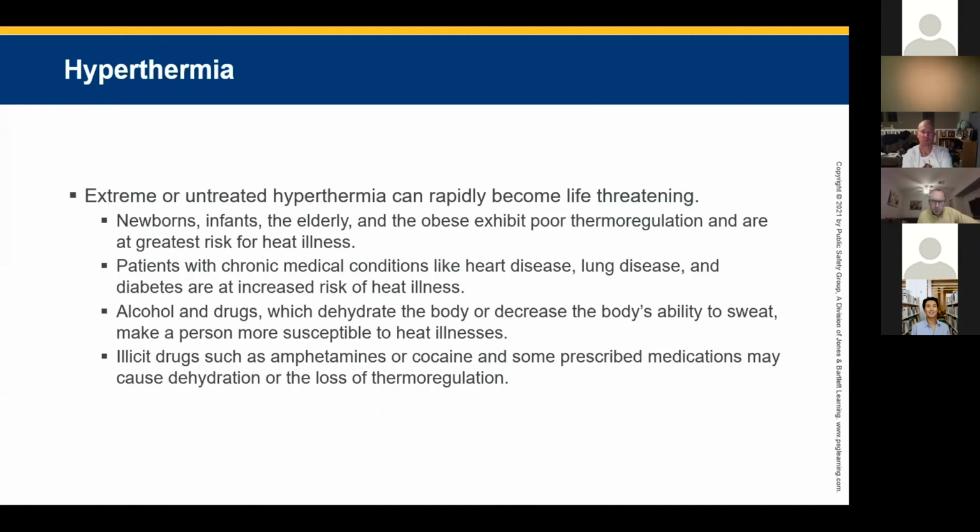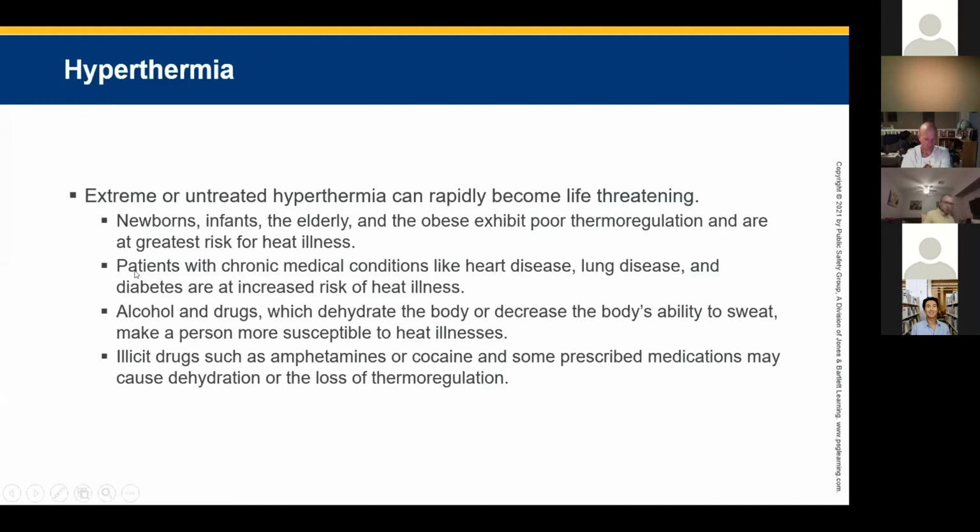for hypothermia. Why are newborns and infants a greater risk for hypothermia? Anyone? Not much body surface area. Right, exactly. And the fat also. And how about the elderly? Anyone know? Slower reacting system. Because what? I would think a slower reacting system. Right. Absolutely. Metabolism is a lot different.